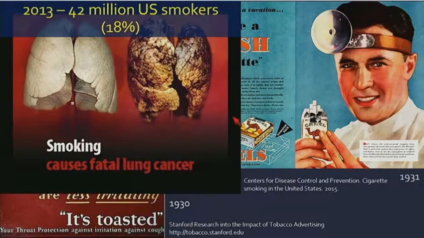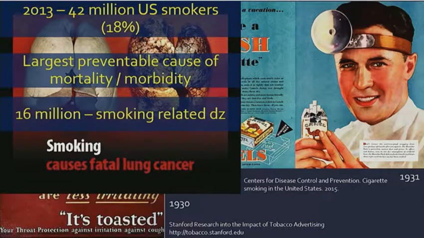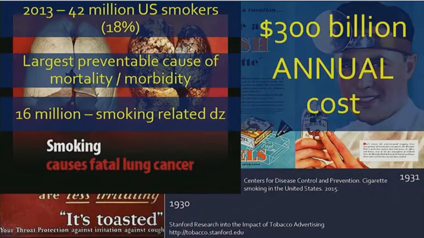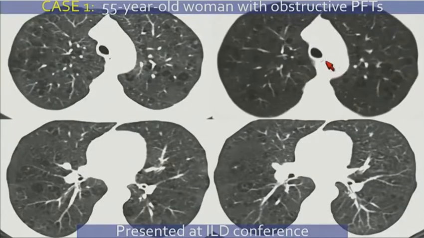However, there are still 42 million smokers in the United States alone. That's 18% of the population. It's still the largest preventable cause of mortality and morbidity in the country, and there are 16 million cases of smoking-related lung disease, or disease in general. This is at a cost of $300 billion a year. So with that, I'd like to get straight into the cases here.